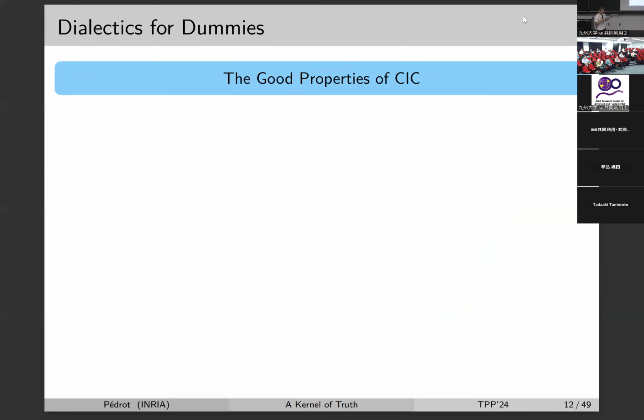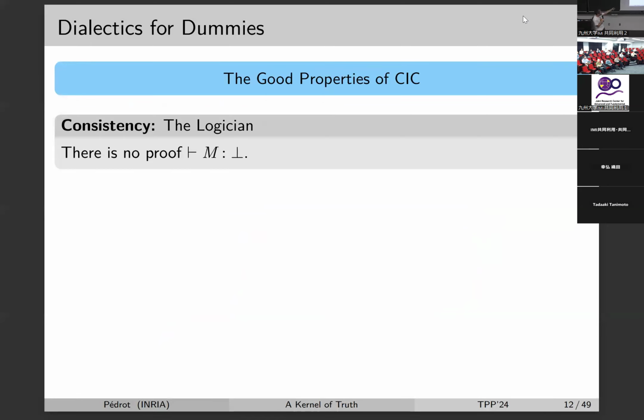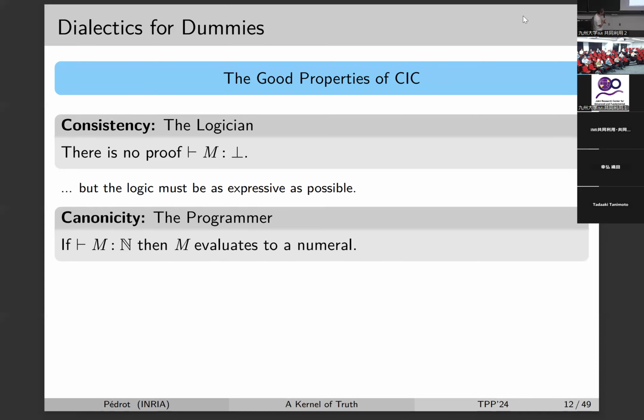Nonetheless, I'm going to come back to that after, but I have a few good properties about the non-existent system I care about. Property one: I'm a logician, so I want my logical system to be consistent. There is no proof of falsity. I assume that everybody agrees with that. But at the same time, they start to bargain, saying, oh yes, but I want this and that and that in the logic. So it starts to become a complex system you have no clue about.